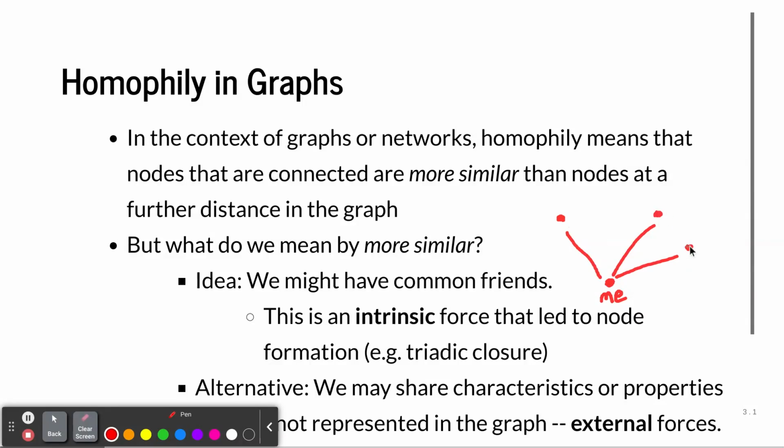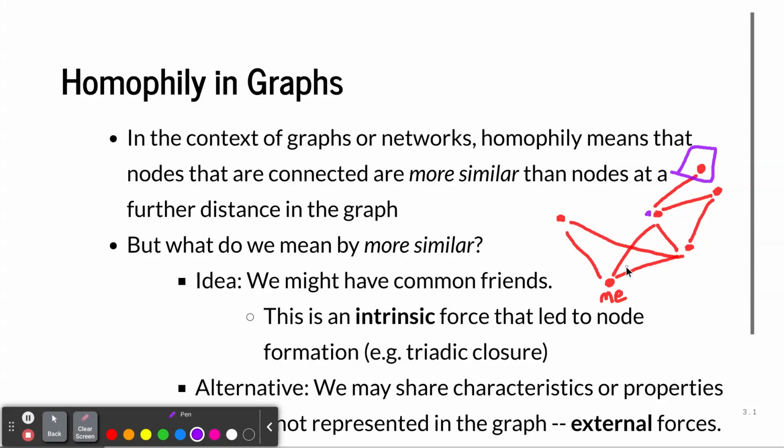And each of these friends, maybe some of them happen to know each other. And we'll say that these two know each other also. Now, each of my friends may also have friends. And sometimes they're going to know each other, but sometimes not. So, for example, this node out here is connected to my friend, but not to me.